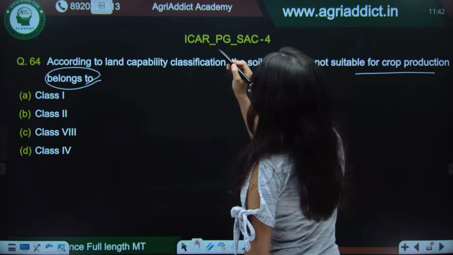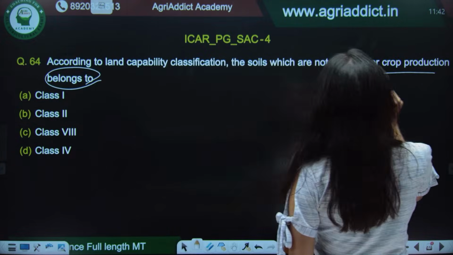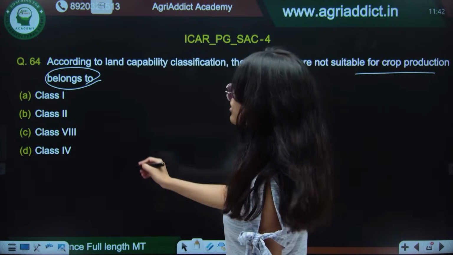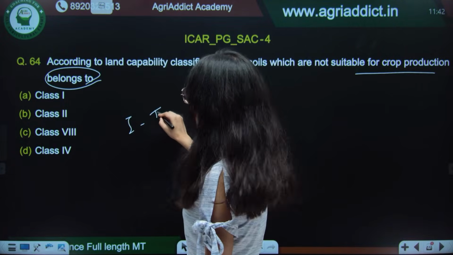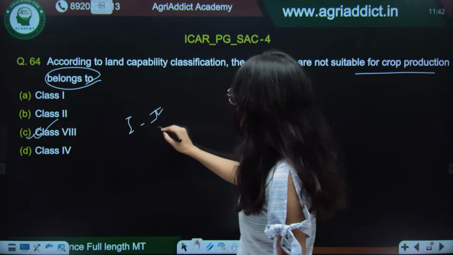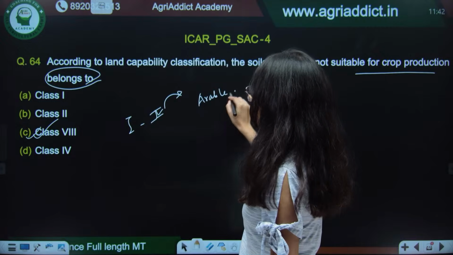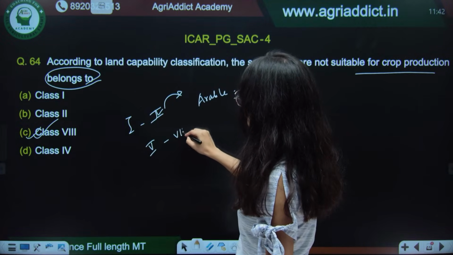Okay. So, according to land capability classification, the soils which are not suitable for crop production. I had already mentioned that from 1 to 4, yes, option number C will be the correct answer because from 1 to 4, it will be arable, suitable for cultivation, and from 5 to 8, it is non-arable.